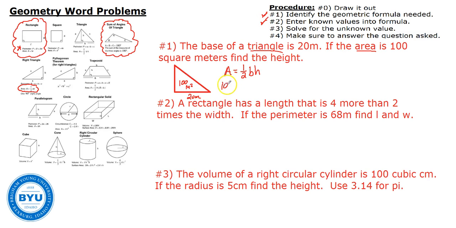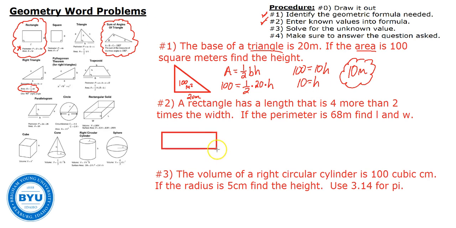I'm going to enter in 100 for the area, 1/2. The base is 20. And we don't know the height. That's what we've got to figure out. I know that 20 times 1/2 is 10. So I get 100 equals 10h. Divide by 10. And we find out that h equals 10. And so the answer is 10 meters. That's the height of that triangle. Okay, not too bad. Let's go to the next one.